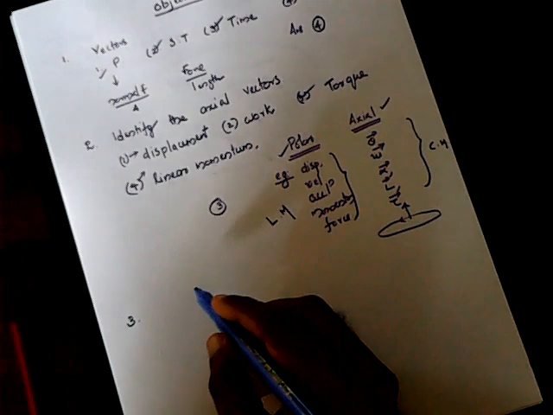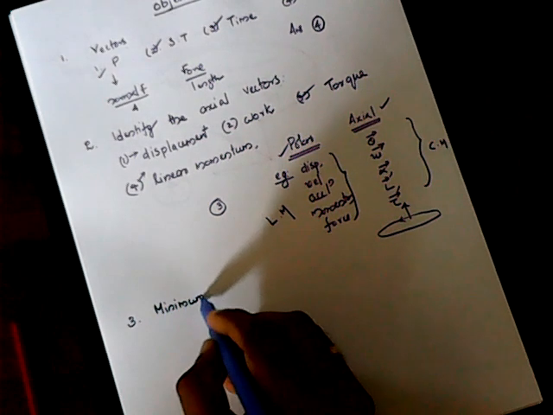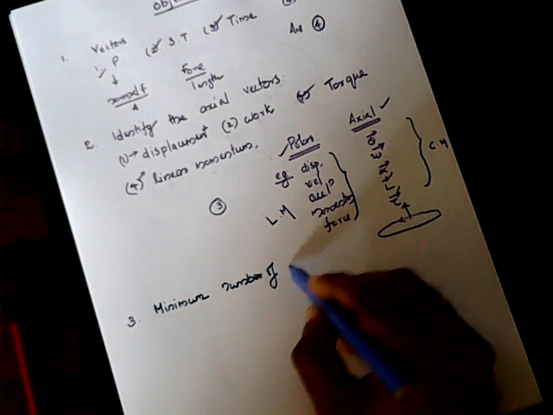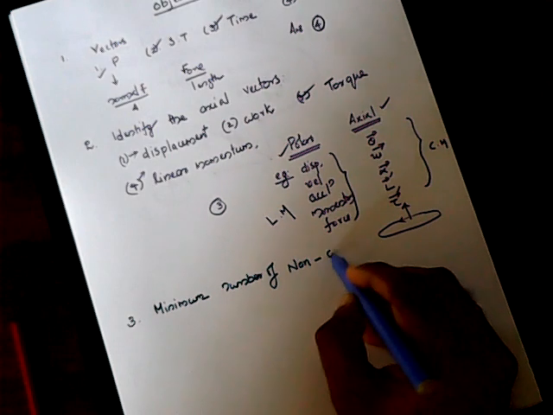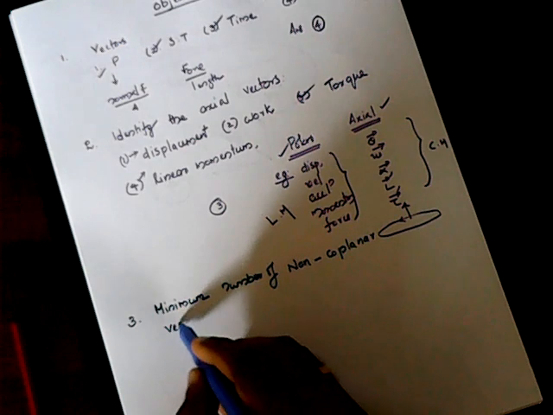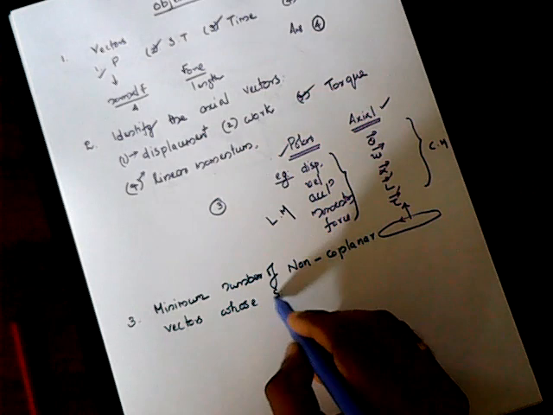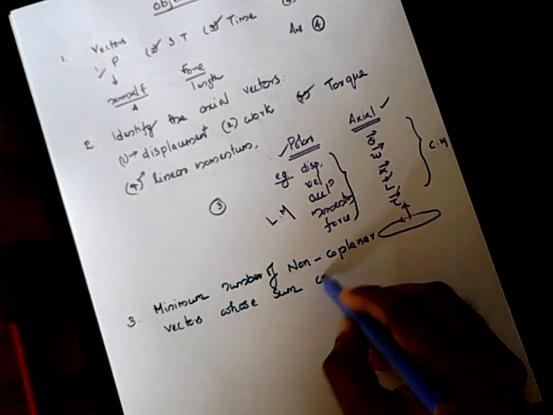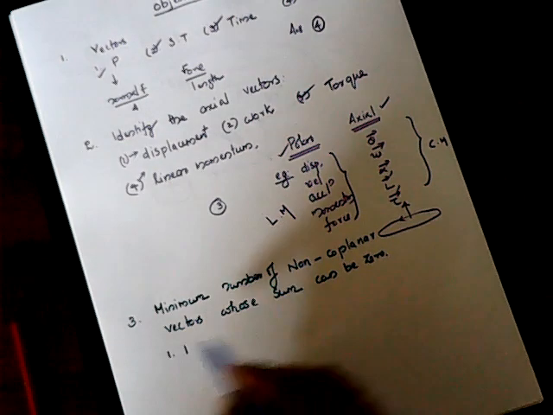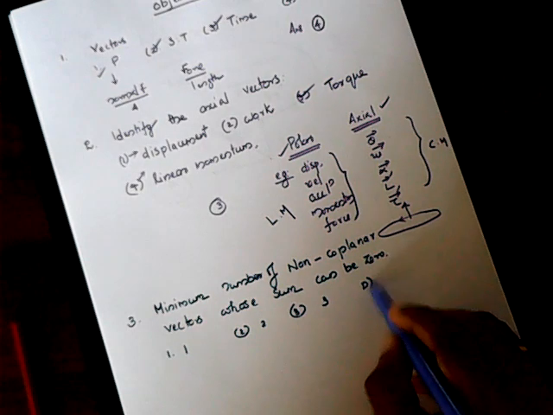See the third question: minimum number of non-coplanar vectors whose sum can be 0, with the choices as 1, 2, 3, and 4.